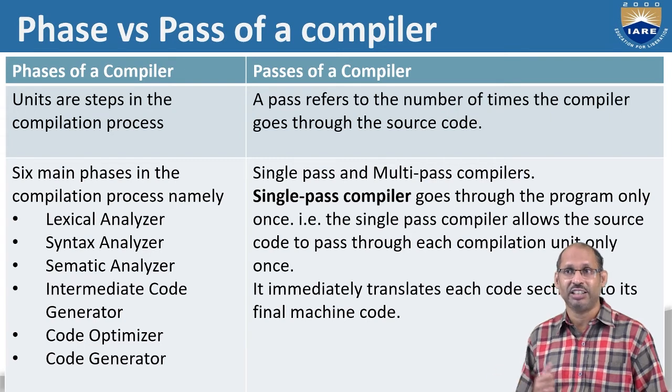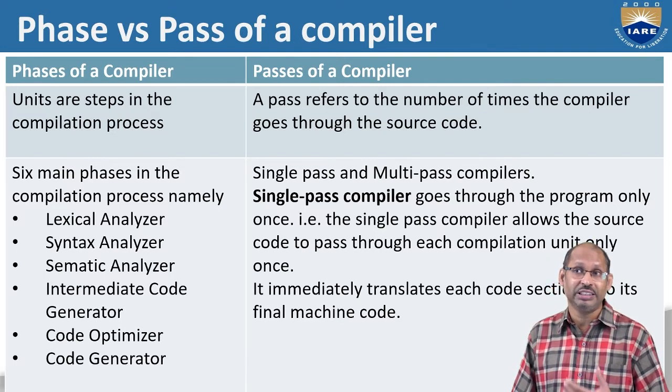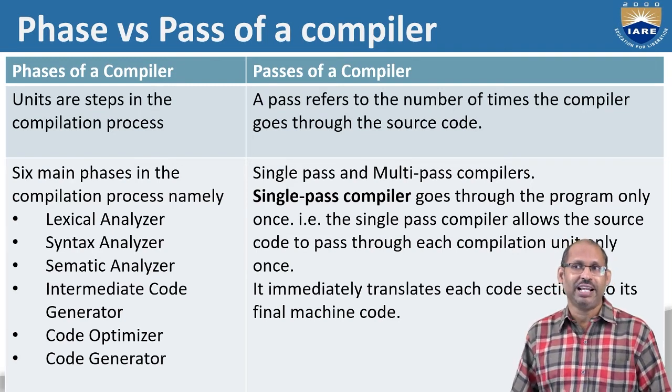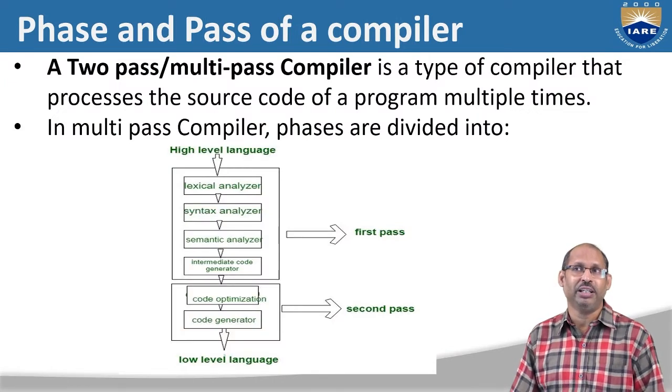Multi-pass takes more time, but a multi-pass compiler will generate efficient machine code. It will support more features of the programming languages. But if you use a single pass compiler, it may not support all the features of the programming languages. It immediately translates each code section into its final machine code.